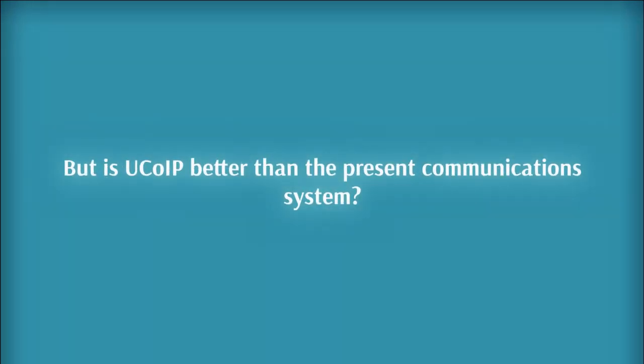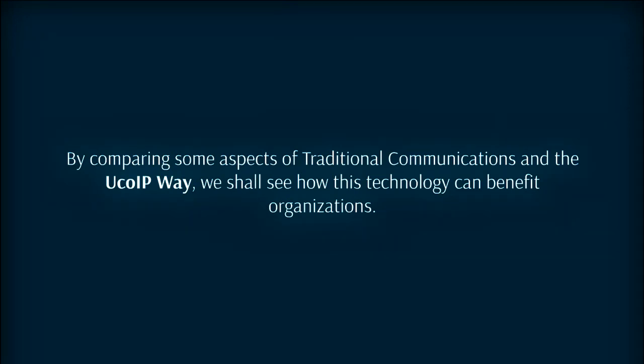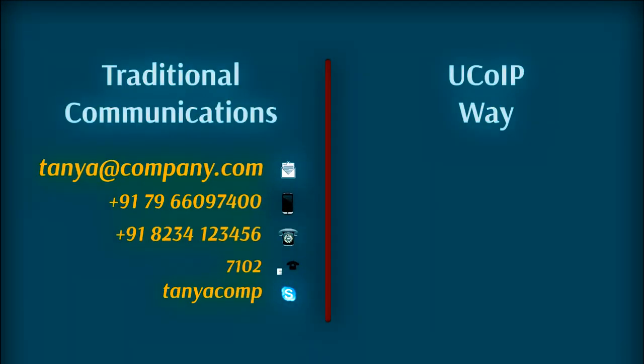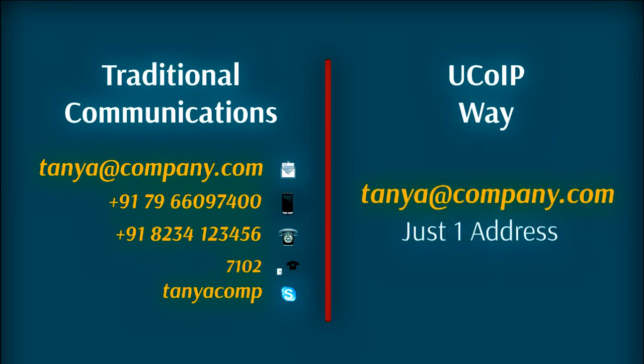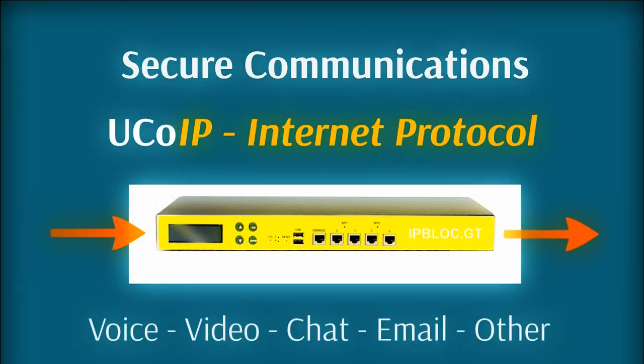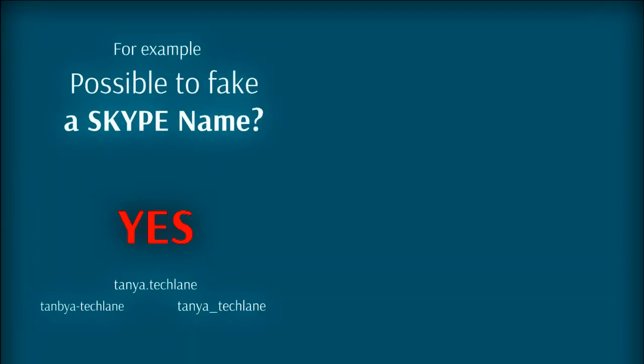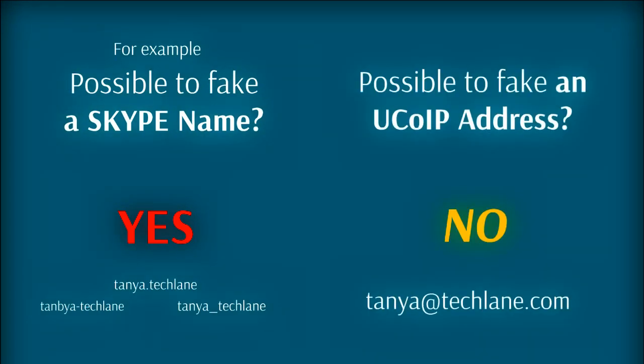But, is UCOIP better than the present communications system? By comparing some aspects of traditional communications and the UCOIP way, we shall see how this technology can benefit organizations. In today's traditional communications, being a professional you have at least 4 numbers and addresses to communicate, but with UCOIP you only have 1. With the UCOIP system, all communications pass through the IP, and therefore are encrypted by the personal server, and not traceable. It is possible to fake, for example, a Skype address. But it's impossible to fake the UCOIP address.